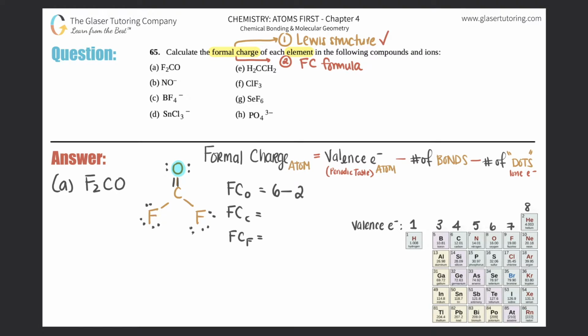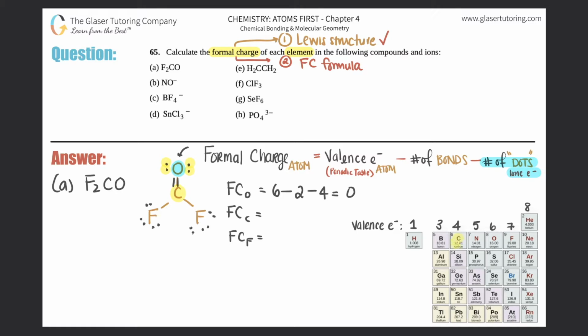So 6 minus 2, minus now the number of dots, which are lone electrons. For oxygen, you have 1, 2, 3, 4 dots, so I'm going to say minus 4. So 6 minus 2 minus 4 is 0. This oxygen right here would have a 0 formal charge, which means that oxygen is classified as stable. And that's all that these formal charges are telling you, whether your atoms would be stable or unstable depending on if they have a charge or not. So next, we have the formal charge of carbon. This one.